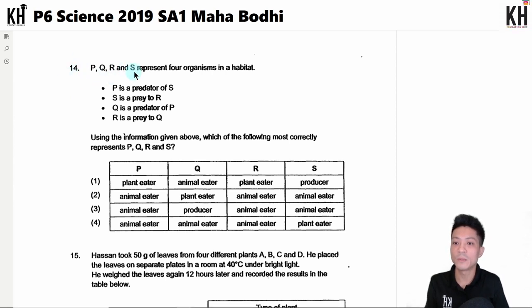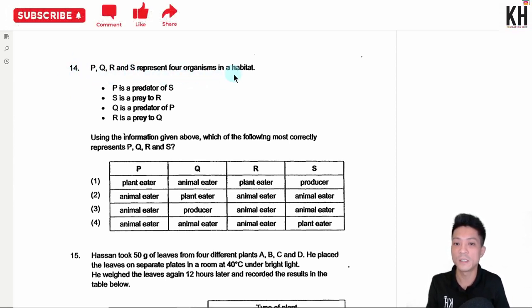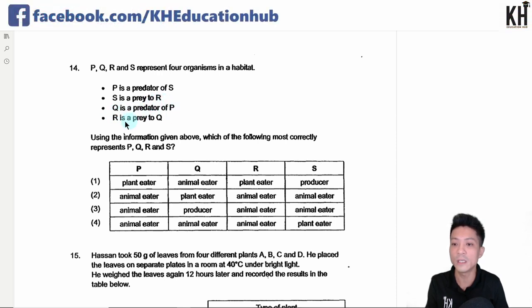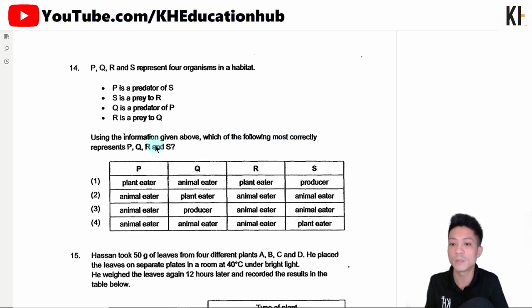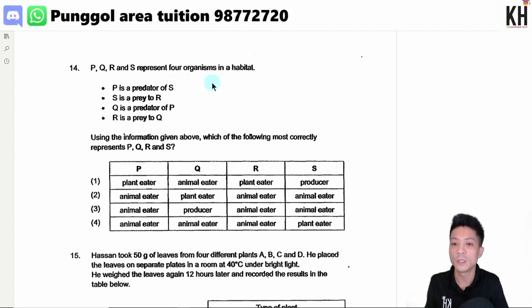Question 14. P, Q, R, S represent 4 organisms in a habitat. P is a predator of S, S is a prey to R, Q is a predator of P, and R is a prey to Q. Okay, sounds confusing. Using the information given above, which of the following most correctly represents P, Q, R and S? Okay, so we're going to try to draw the food chain or the food web. P is a predator of S. S is a prey to R.